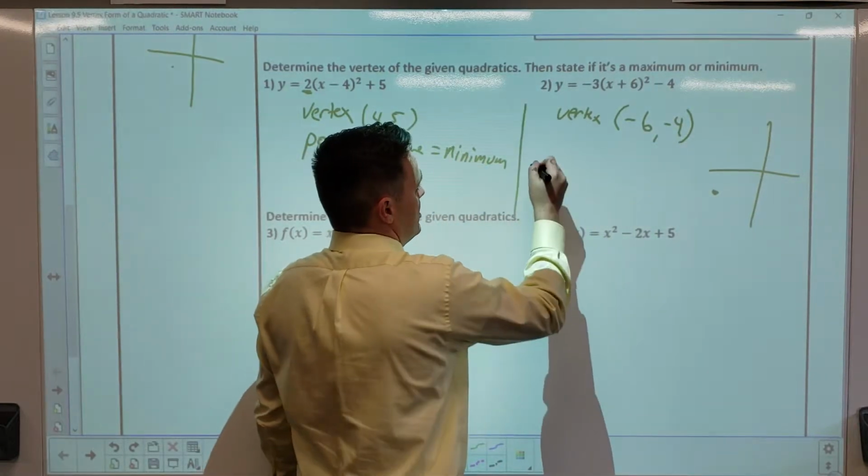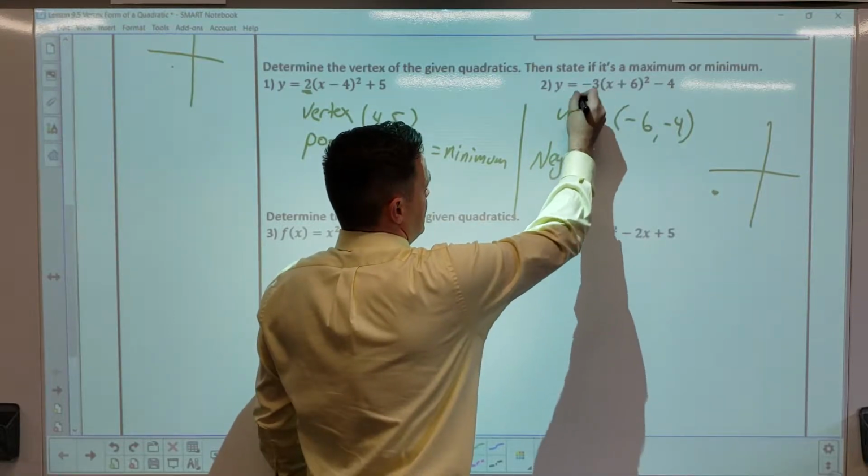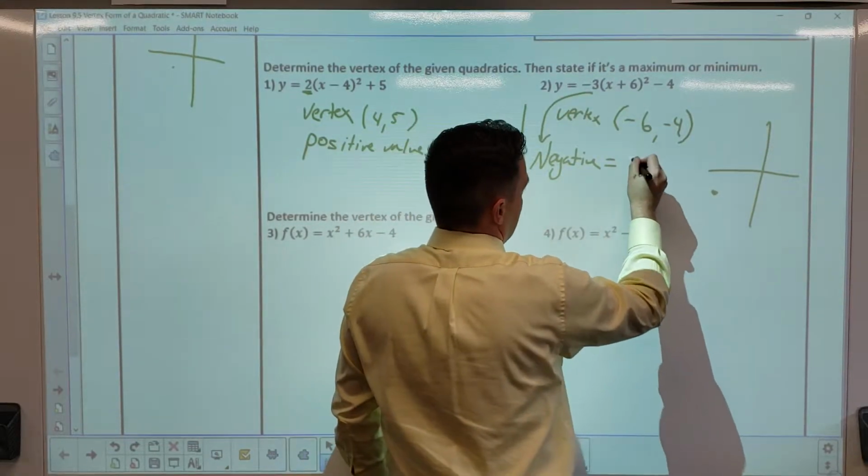And the other thing you need to know is if it's negative, which this is, it's a maximum.